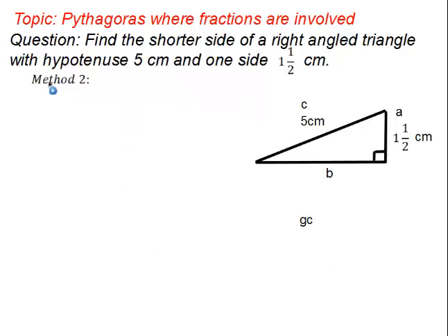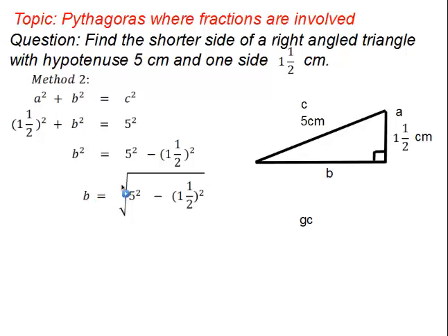Second method, we're going to use our graphics calculator. Diagram drawn again. Again, we'll write down Pythagoras' theorem and substitute. 1.5 squared plus B squared is 5 squared, but this time rather than working with the 1.5 squared, we'll make B the subject. So we're going to take 1.5 squared from both sides. So B squared is 5 squared, take 1.5 squared. So B will be the square root of the right hand side, which is this.